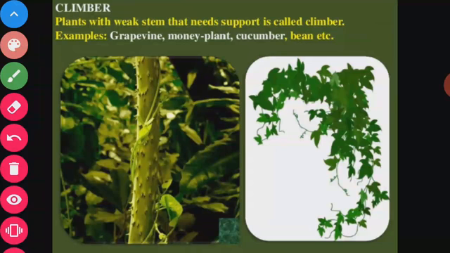Climbers. Plants with a weak stem that need support are called climbers. Without support the plants can grow, but their stem is weak and can be broken easily. If support is present, those climbers grow around that support and the stem cannot be broken. Examples of climbers are grapevines, money plant, cucumber and beans.